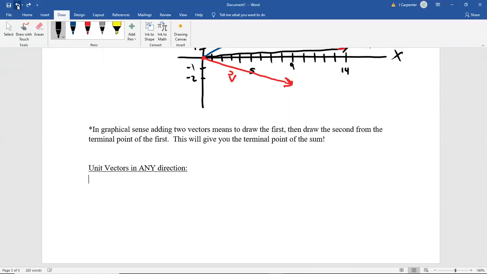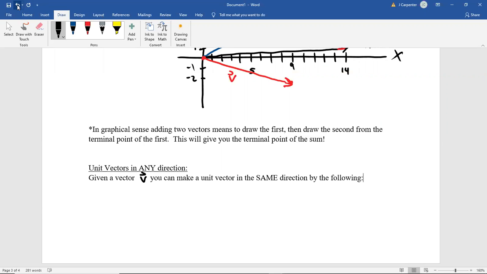All right, so given a vector v, I'm going to do it in bold this time, maybe. There we go. It doesn't even look that bold. Given a vector v, now it looks bold. Make a unit vector in the same direction. Following calculation.